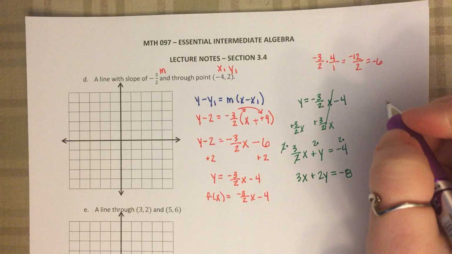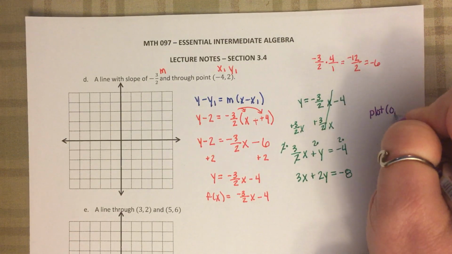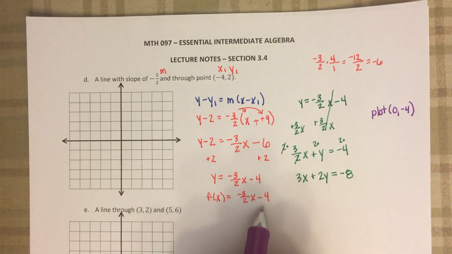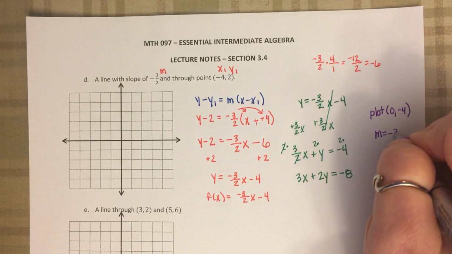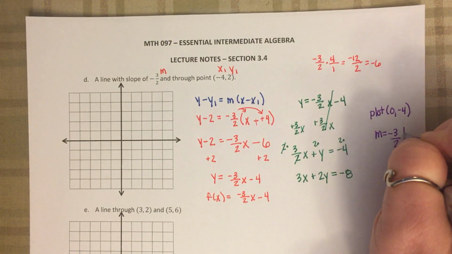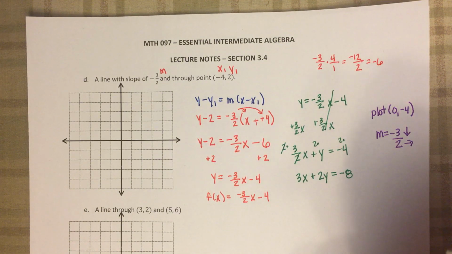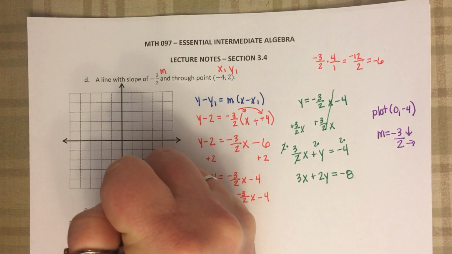Then to sketch our graph, we're going to start by plotting our y-intercept. Again, our y-intercept from our slope-intercept form or function form is 0, negative 4. And then we're going to use our slope, which is negative 3 over 2, which means we're going down and to the right. Alright, so we start by plotting our y-intercept, which is 0, negative 4.